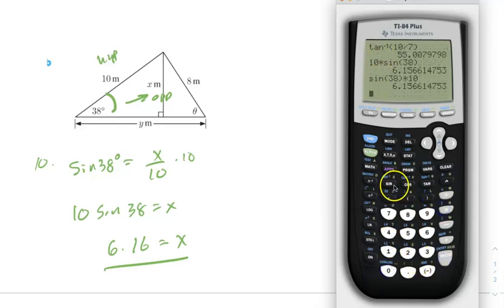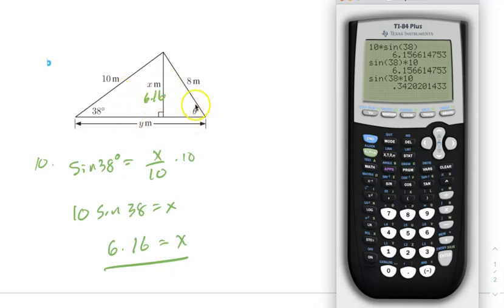Right, same answer. If you don't close the parenthesis, if you just get lazy and do this times 10, then you're going to get sine of 380, which would be a totally different answer. So make sure to close the parenthesis if you're doing it the opposite way. Anyway, so I get x equals 6.16. So now we have to try to solve for y and theta.